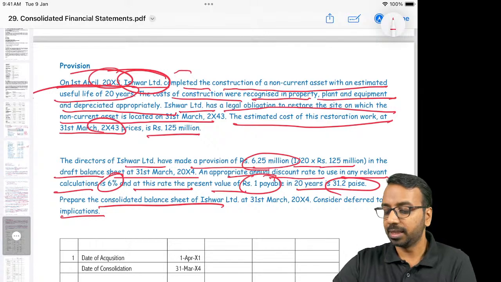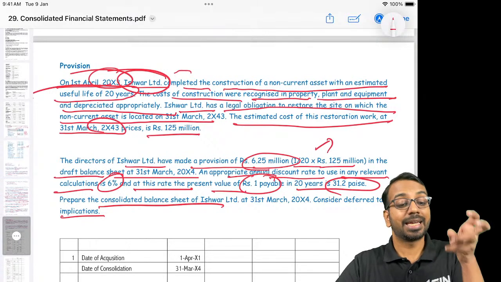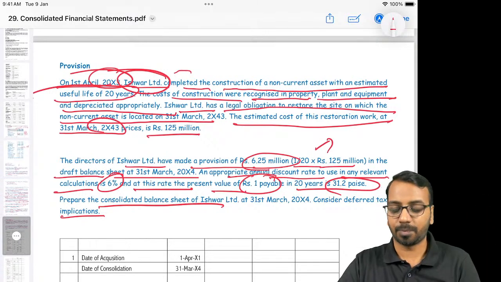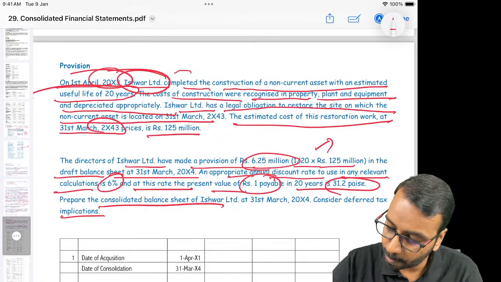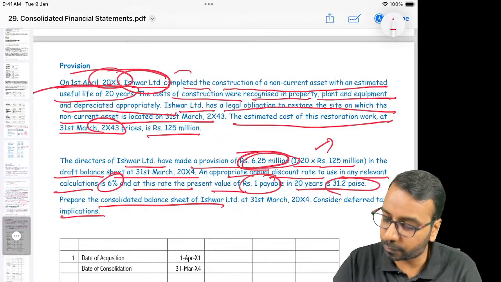Now what does this mean? This similar question was given as a case-based MCQ in the recent RTP. Okay. Now here basically what this means is they have made a provision of this 6.25 which is incorrect.